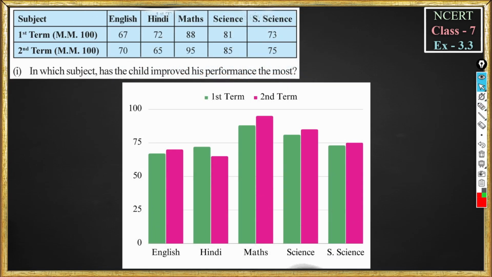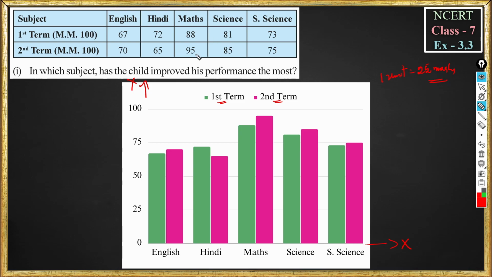So this would be the double bar graph for the given data. So the green represents first term whereas pink represents second term. On the x-axis we have subjects whereas on the y-axis we have the marks scored by the student. So we have taken 1 unit is equal to 25 marks.